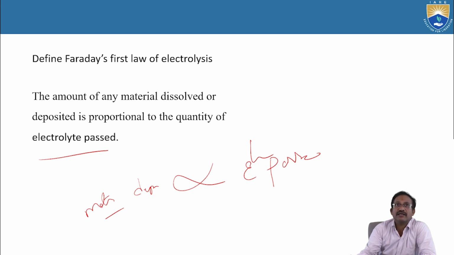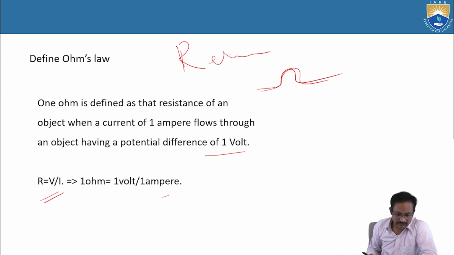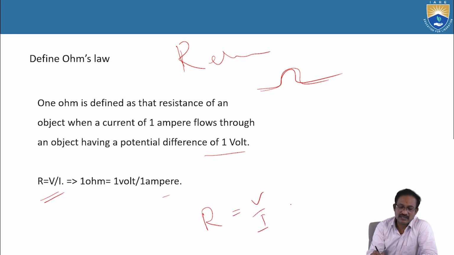First law of Faraday: the amount of any material dissolved or deposited is proportional to the quantity of electricity passed. Second law of Faraday: the amounts of different substances dissolved or deposited by the same quantity of electricity are proportional to their chemical equivalent weights. Ohm's law: R equals V by I, or V equals IR. Here is the ratio of 1 volt to 1 ampere.